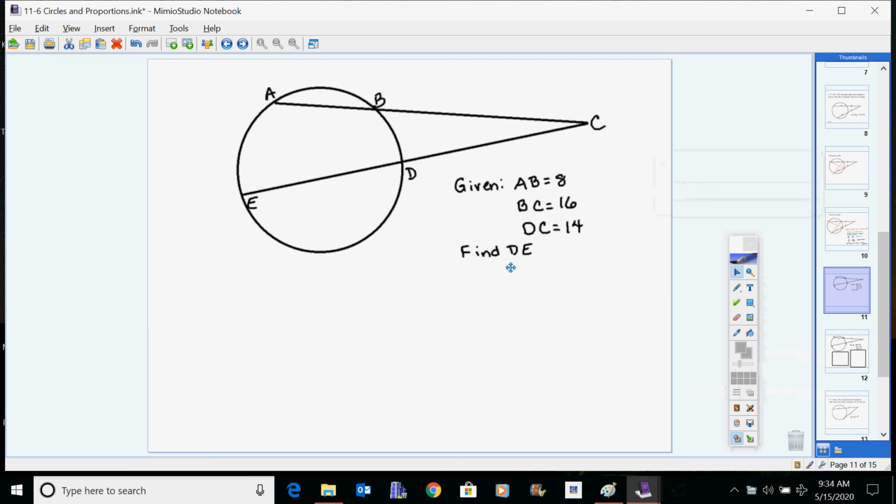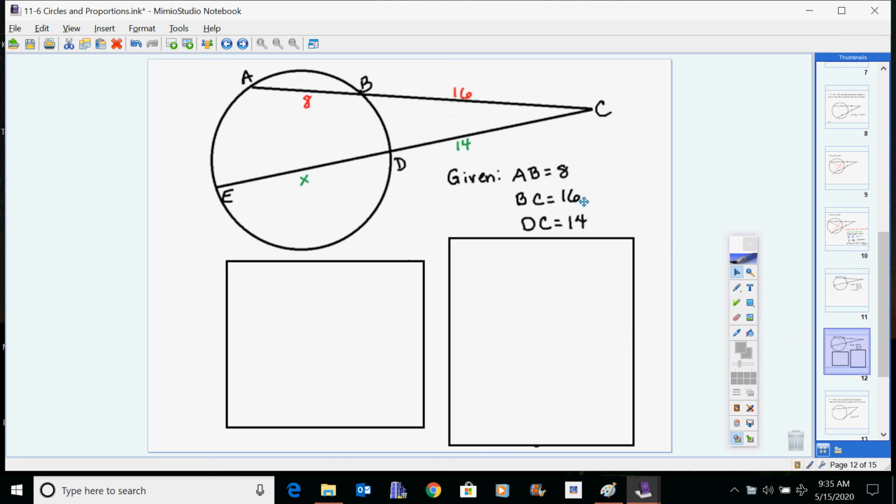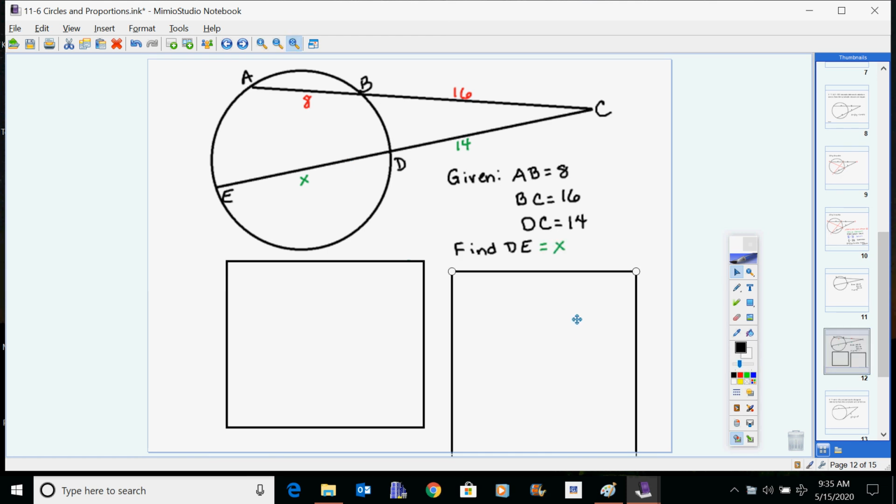Okay, so with our cross products, we can solve. In this, we're going to use our products because we have here our two secants. And it's important that you put the numbers in, 8 and 16. And x is what we're trying to solve for. We're trying to find dE, so we're putting in a variable. And we put in our 14.